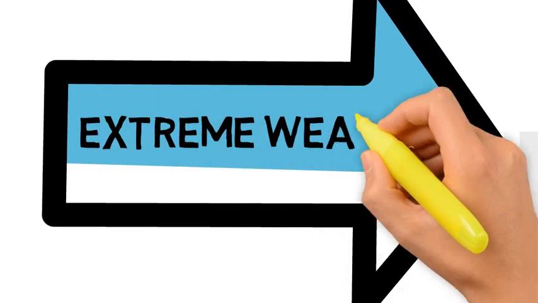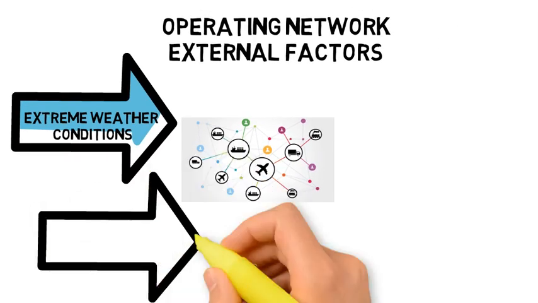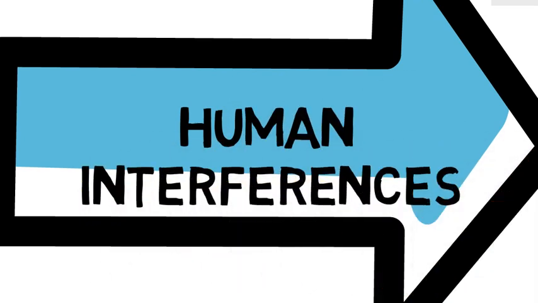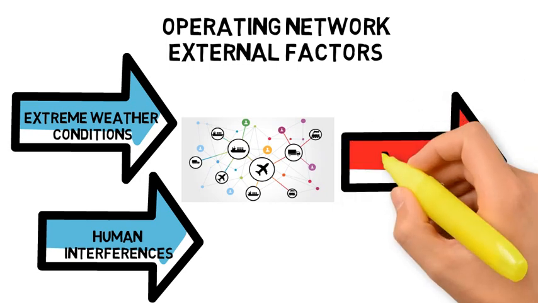Extreme weather conditions such as earthquakes, snowstorms, and typhoons can severely impair a carrier's network. Similarly, human interferences such as traffic congestion, riots, strikes, and acts of terrorism can also bring a network to a standstill. Once this happens, there can be great disruption to society.